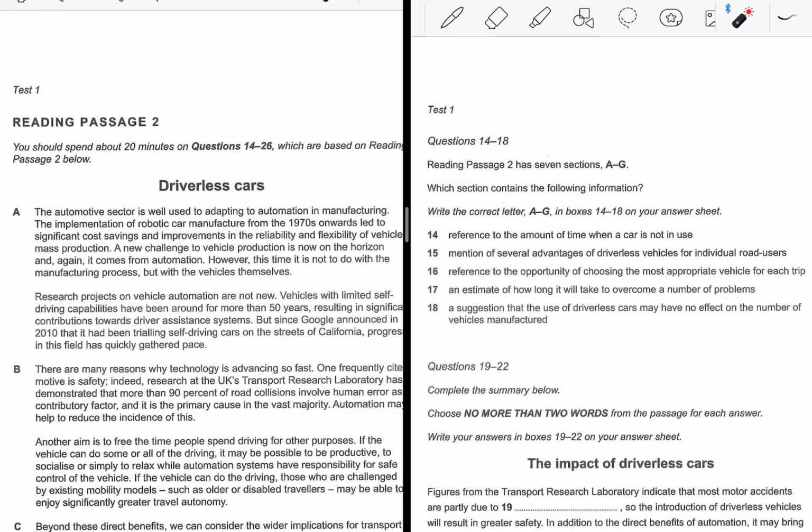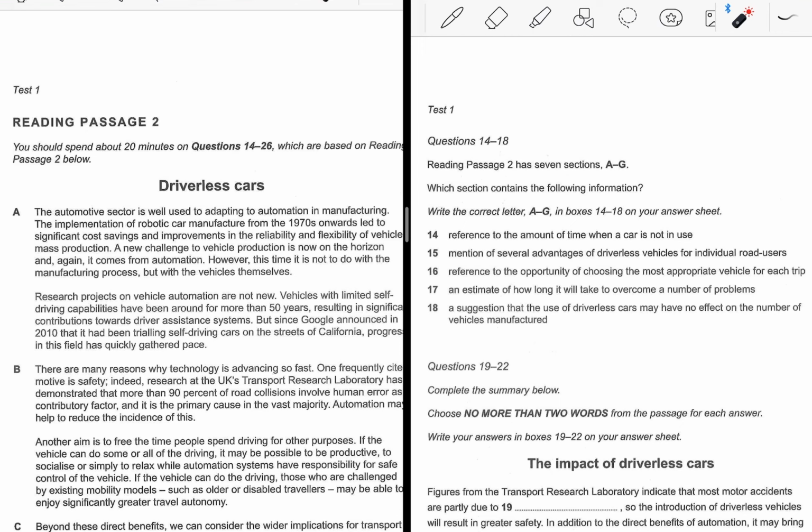First, we need to read the question instruction very carefully. Sometimes there is a note saying that you may use any letter more than once. But in today's question, there is no such information. Since there will be no repetition, our work here is a little easy. Let's look at the questions.